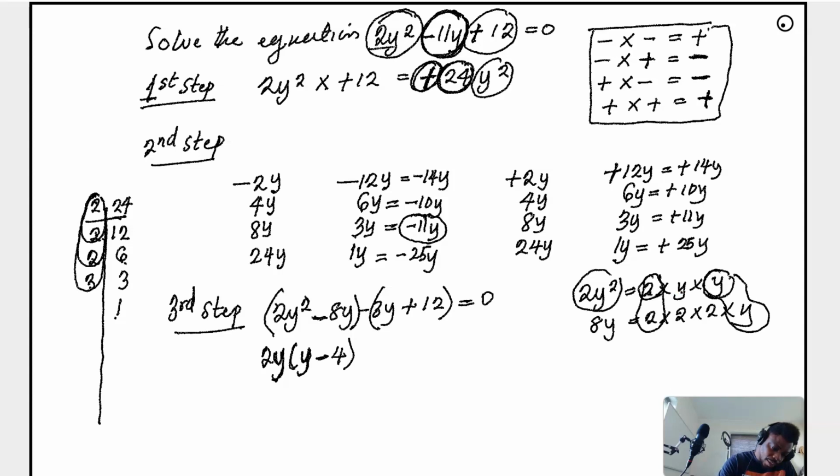This minus is this minus. Now for 8y, you've taken 2 outside and you've taken y outside. What is left? 2 times 2, which is 4. That is why you have 4. So minus this minus here.